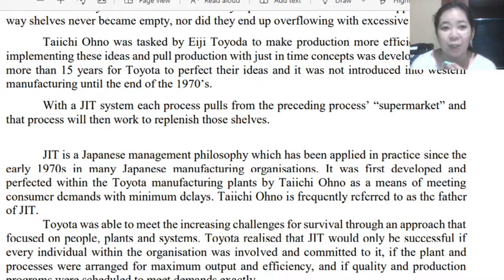Okay, so JIT is a Japanese management philosophy which has been applied in practice since the early 1970s in many Japanese manufacturing organizations. It was first developed and perfected within Toyota manufacturing plants by Taiichi Ohno as a means of meeting consumer demands with minimum delays. So he is frequently referred to as the father of the just-in-time system.